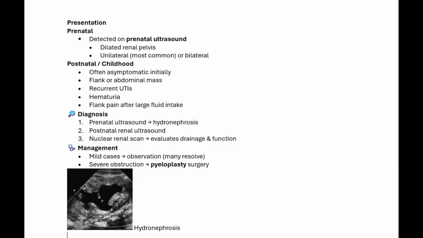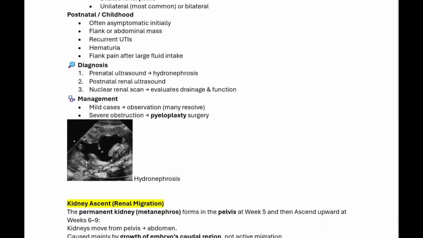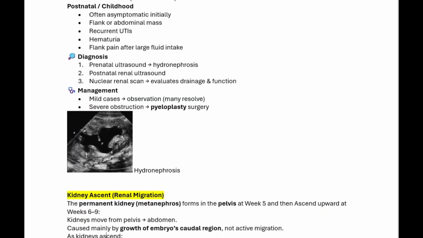So how do we diagnose it? Prenatal ultrasound will show hydronephrosis, and postnatal renal ultrasound. And a nuclear renal scan could also evaluate for the drainage and function of those collecting systems. And the management, if it's mild, you can just observe, and if it's severe, those patients might need what? Surgery. So this diagram is just showing hydronephrosis, and we can see the distension of the pelvis in those patients.